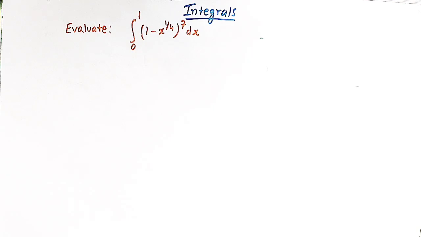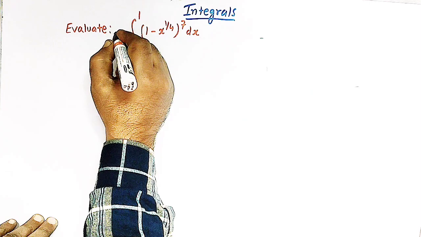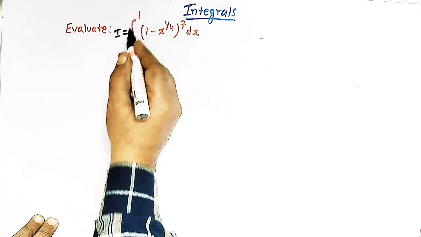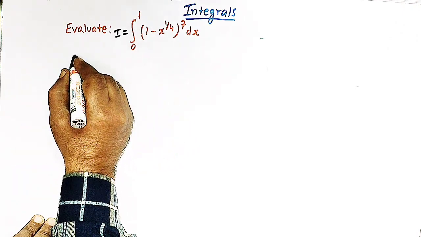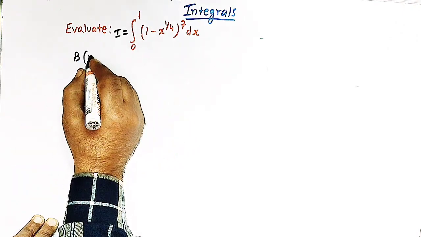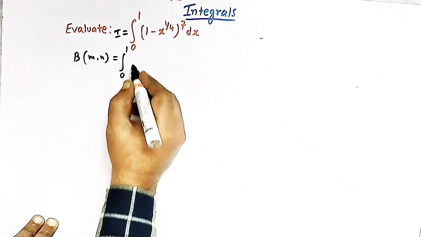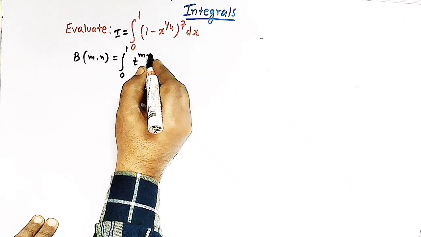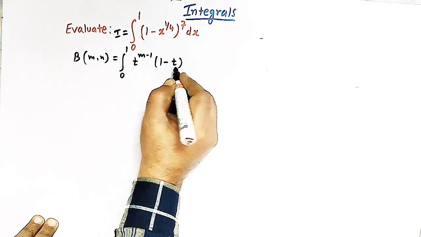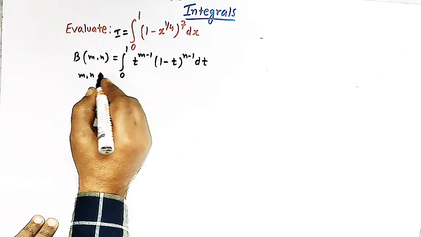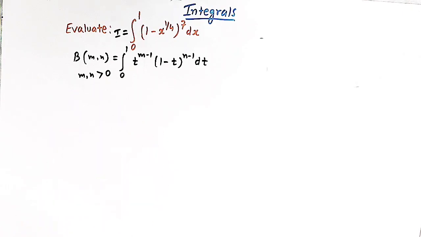Let us first use the concept of integration by substitution. Let us first call this integral I, and we'll convert this integral into the beta function, which is B(m, n) equal to the integral from 0 to 1 of t^(m-1) (1 minus t)^(n-1) dt, where m and n are greater than 0.